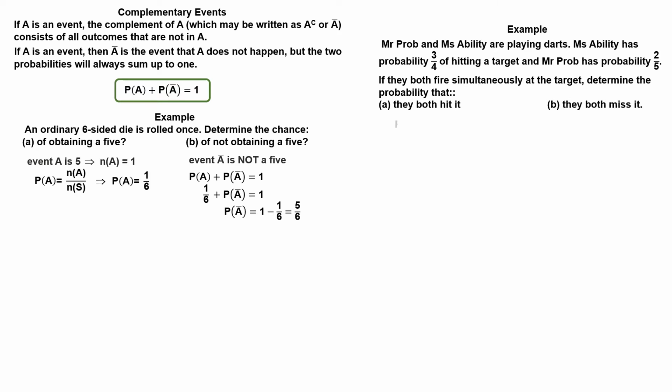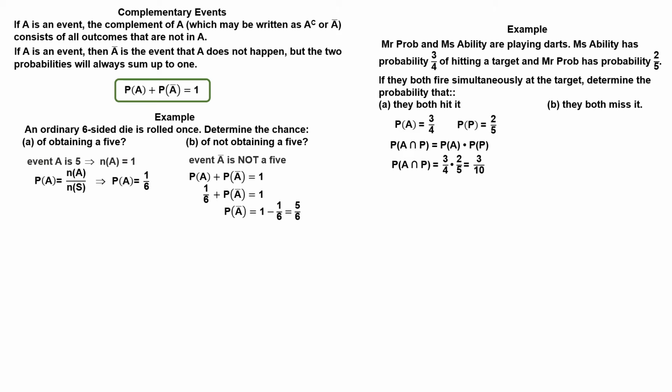The probability that Ms. Ability hits the target is 3 over 4, and the probability that Mr. Prob hits the target is 2 over 5. These events are independent, so the probability that both hit the target is the probability that Ability hits times the probability that Prob hits the target.